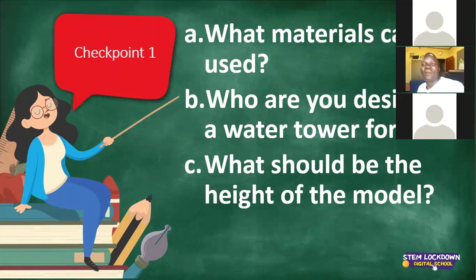Checkpoint number 1. What materials are you allowed to use? It still goes back to the question that we asked before. We need to use a newspaper, sellotape, glue, and a string. Thank you for the answer. I'm very glad you answered for everyone. And now, number 2, which is B: who are you designing a water tower for? Now, I want the people who are going to benefit from it.